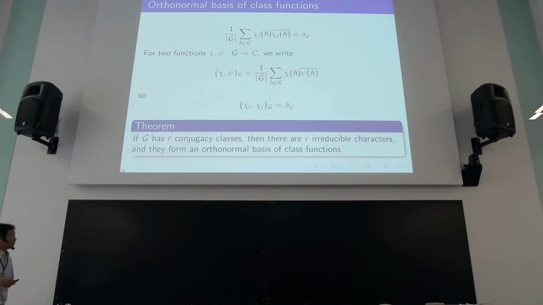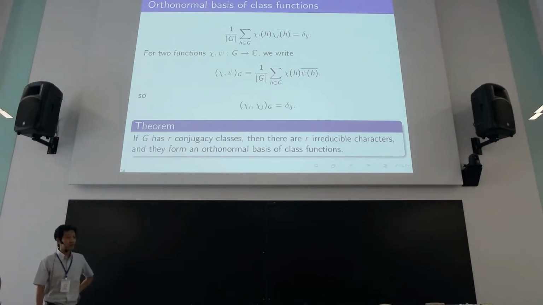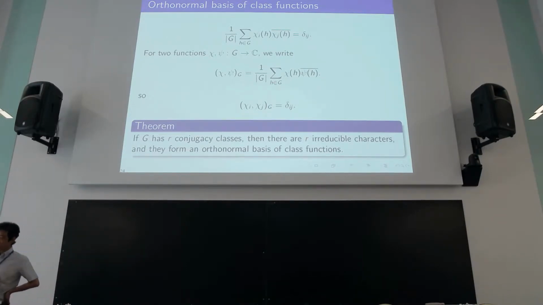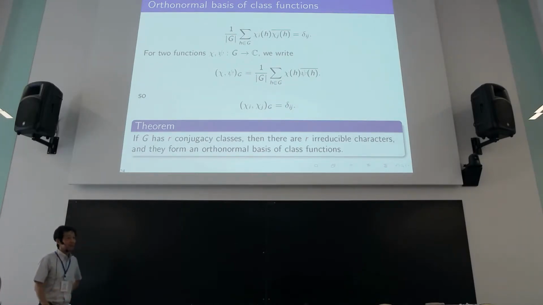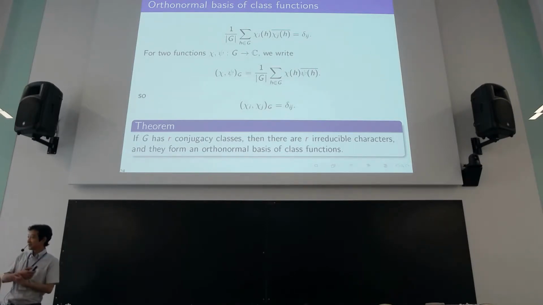Well, a basis of all functions which are constant on conjugacy classes. These are called class functions. And the dimension of the space of class functions is precisely the number of conjugacy classes. And we already realized that the number of conjugacy classes is the same as the number of irreducible characters. So that's why we do have a complete orthonormal basis. This is quite a fundamental result in the representation theory of finite groups.